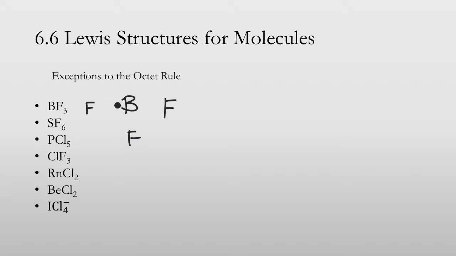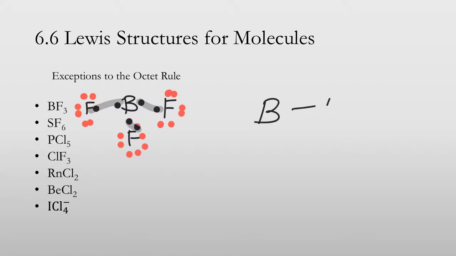So 1, 2, 3 around the boron. 1, 2, 3, 4, 5, 6, 7 on each fluorine. And then we're going to have 1 bond, 2 bonds, and 3 bonds. And so we get this right here.